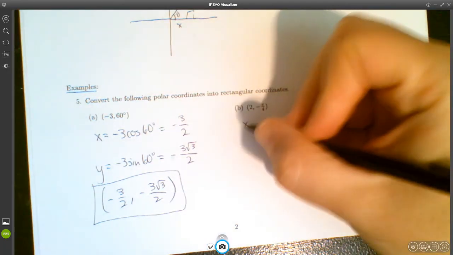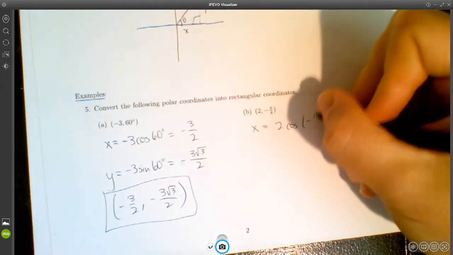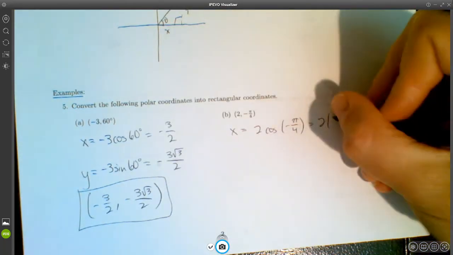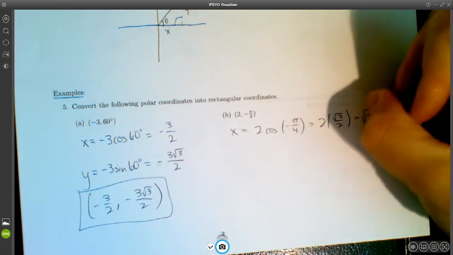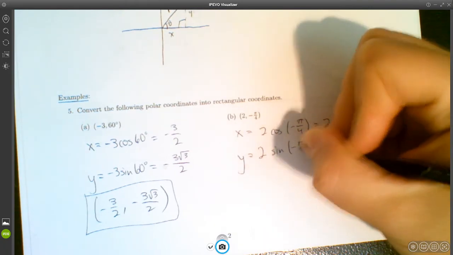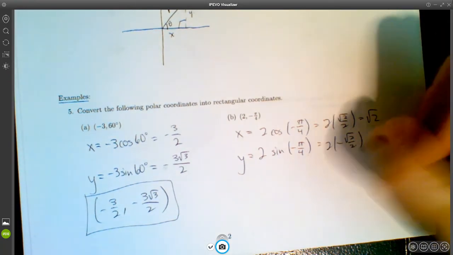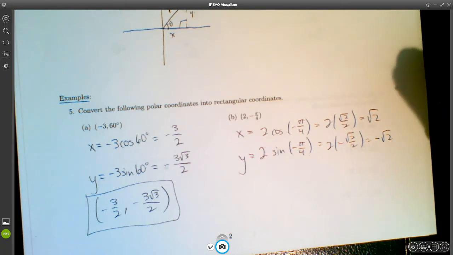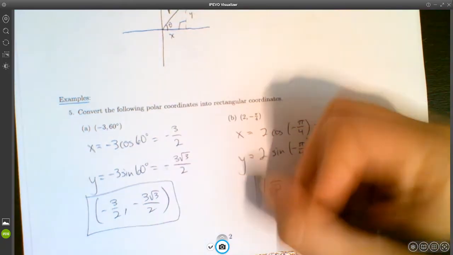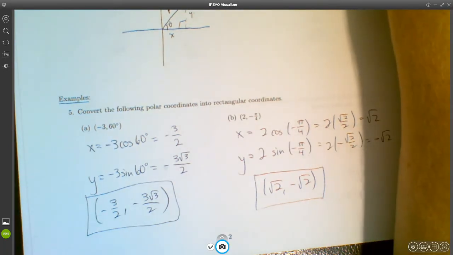Okay. So this is going to be, x is going to be r cosine theta. Cosine -pi/4 is √2/2. Y is going to be r sine theta. Sine -pi/4 is -√2/2. So the corresponding rectangular point is √2, -√2.